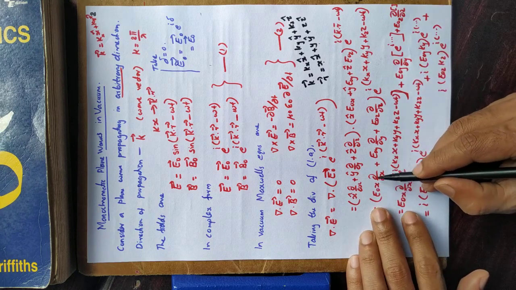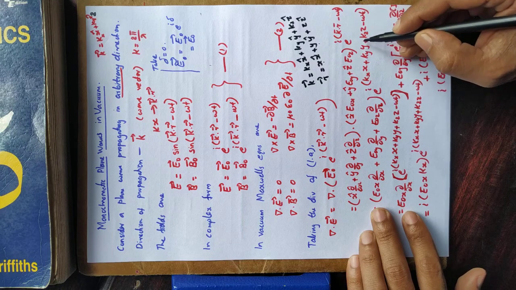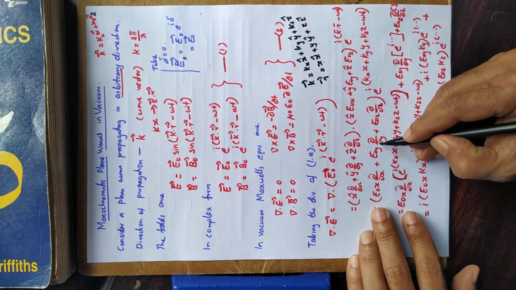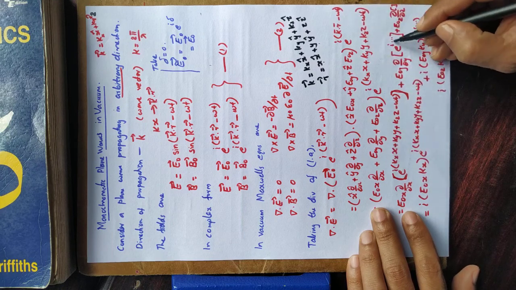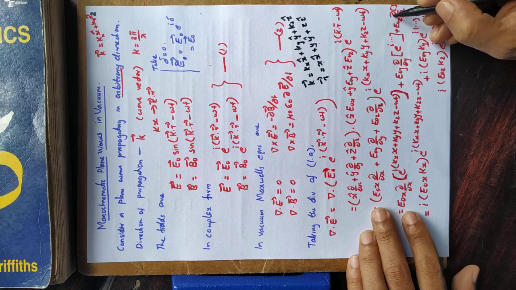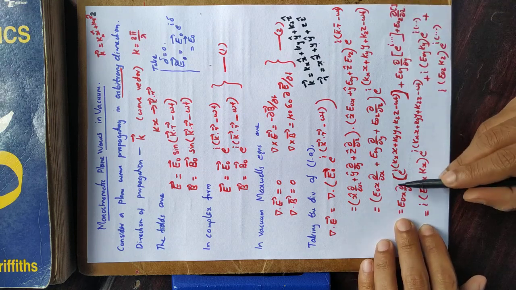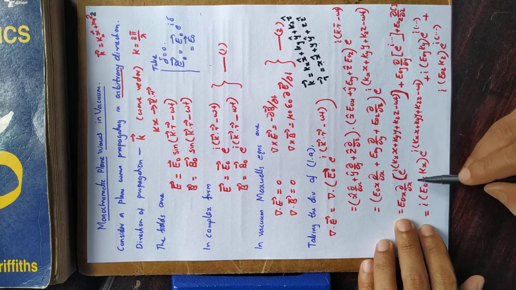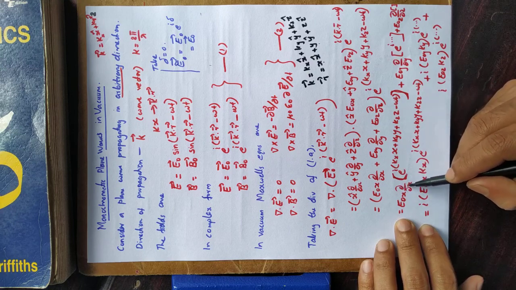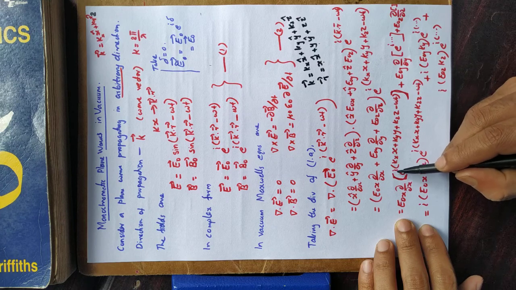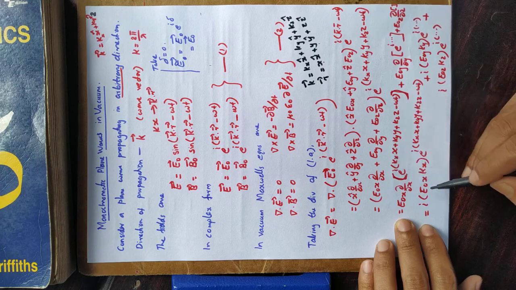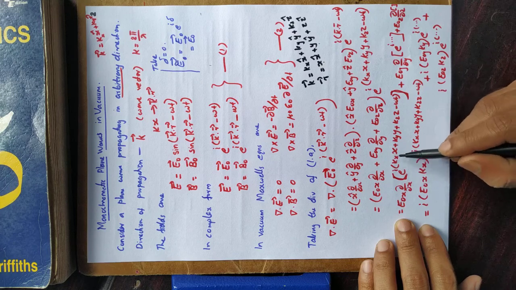So E0x dou by dou x of this exponential function plus second term E0y dou by dou y of this same exponential form plus E0z dou by dou z of that exponential function. Now what happens on the first derivative? E0x times the derivative of this, x is the variable. So e raised to i, when we take its derivative, what do we get? i times kx into same exponential function.